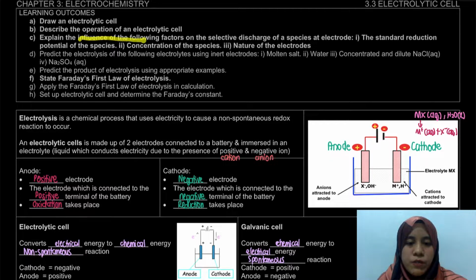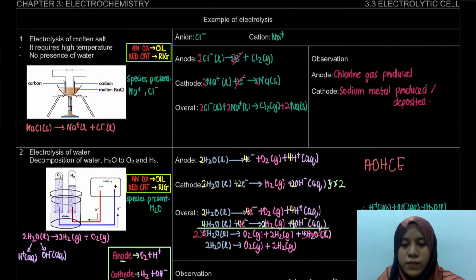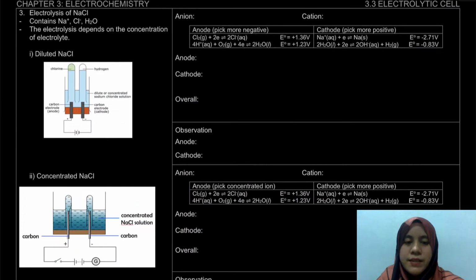The influence of the standard reduction potential, concentration of the species, and the nature of the electrodes on the electrolytic cell. Okay, so previously we have learned this one. This one is quite a lot, kan? Okay, so let's continue with the examples with the notes on your page 16.